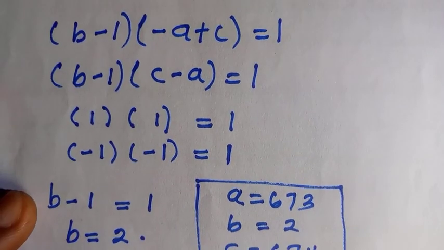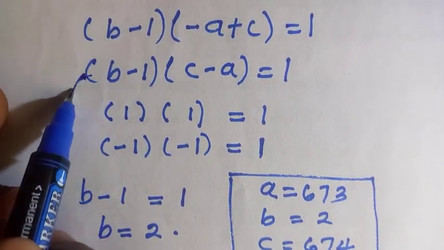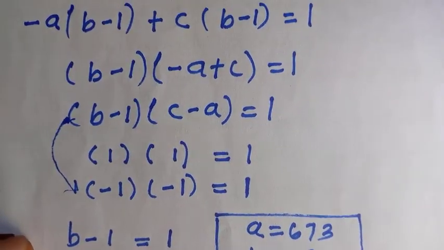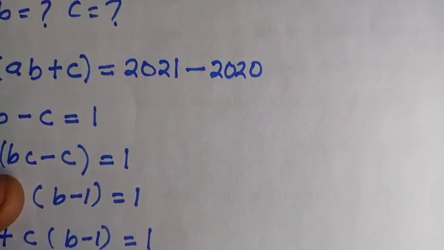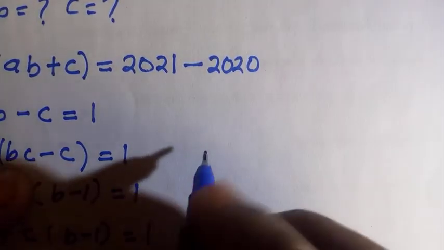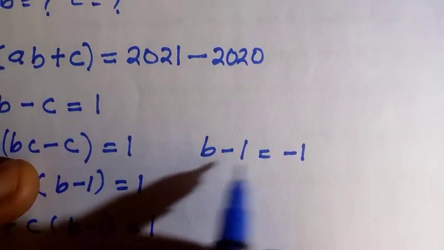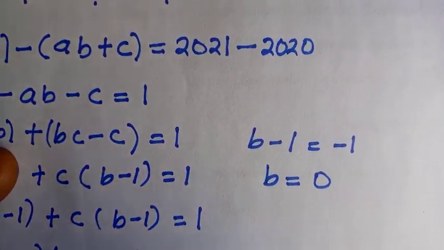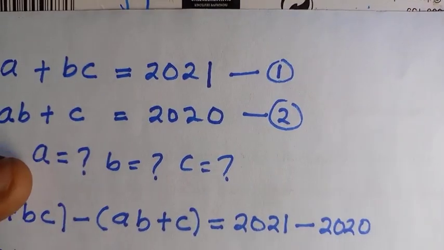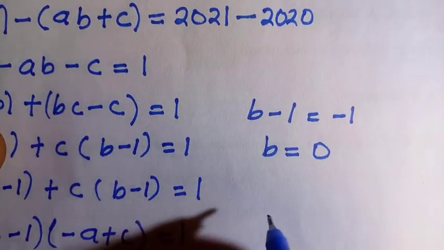Let's see when b minus 1 equals minus 1, because those are the two values that will give a product equal to 1. We have only checked for equals plus 1. So let's see if equals negative 1, we have b minus 1 equals minus 1. And we know for it that the value of b equals 0. So if b equals 0, it is easy to get the values of a and c by substituting it in equations 1 and 2.